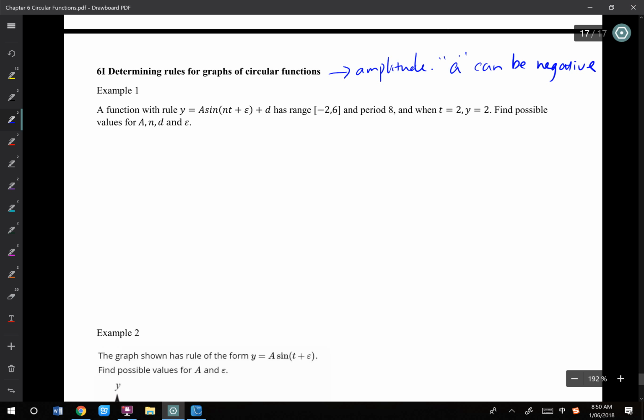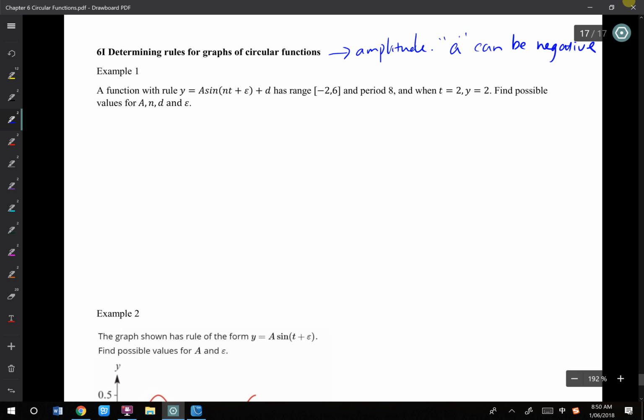That's something you need to be aware of. Okay, we'll talk about the amplitude. A can be a negative number. So you know the amplitude is 2, but your A can be negative 2 as well, because you only take the positive value of A, like take the absolute value of A. So it can be negative. Okay, it can be negative. So that's something you need to think about.